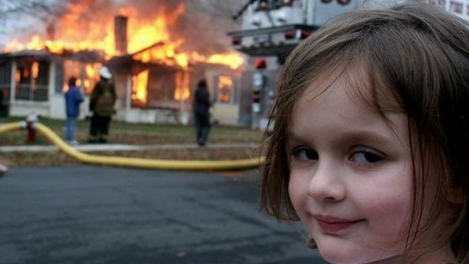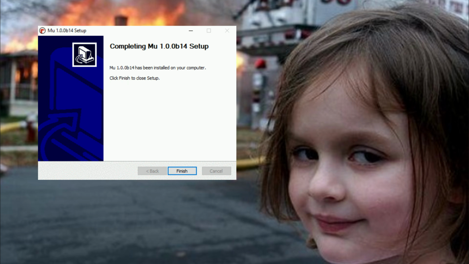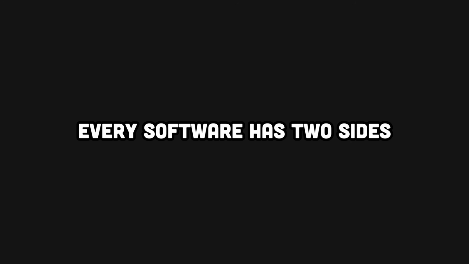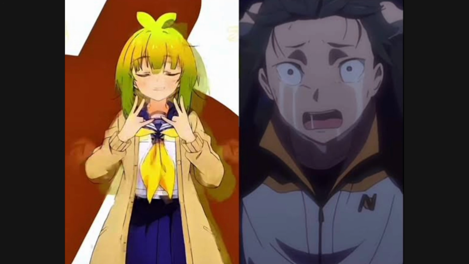Software looks normal from the outside. You download it, click to install, and you open it. Everything feels simple, but behind that simple button is thousands, sometimes millions of lines of code working together. Every software has two sides: the creators who build it and the people who analyze it. And that second side is where software security becomes interesting.